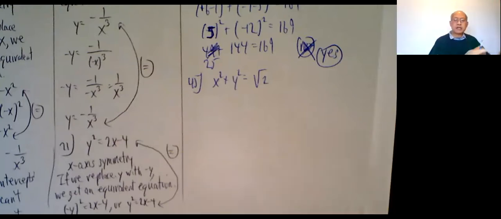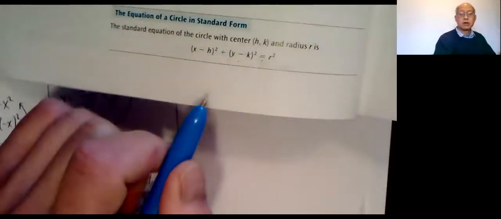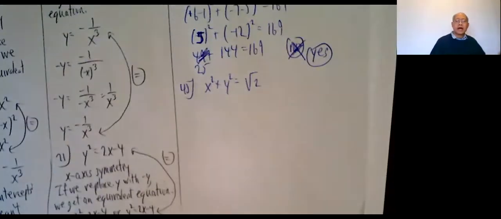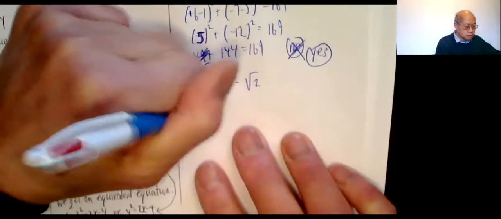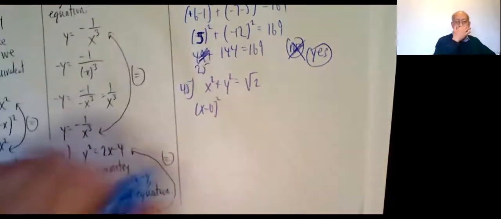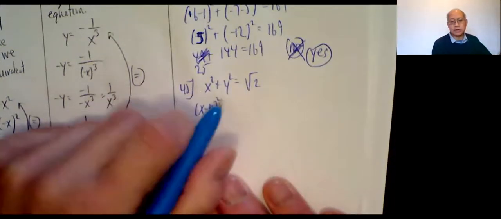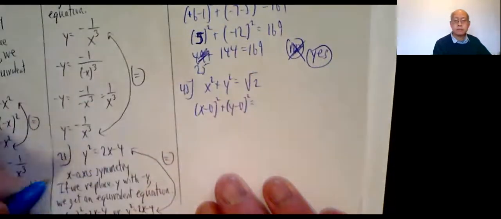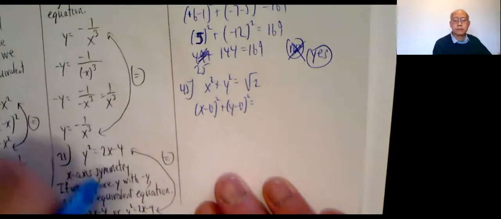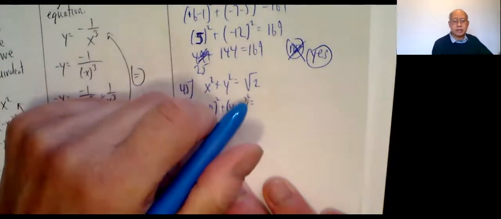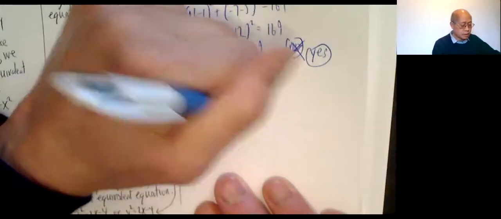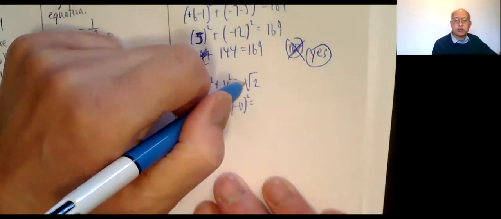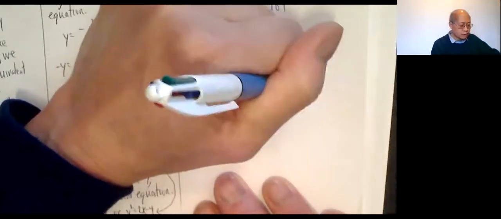Now, how do I make this equation look like this? Well, I can pretend it's x minus 0. Now, when you actually do this problem, you don't have to write this out. You can just say, okay, I know it's 0, 0. And now it's equal to something squared. Okay. So I need the square root of this. What's the square root of the square root of 2?